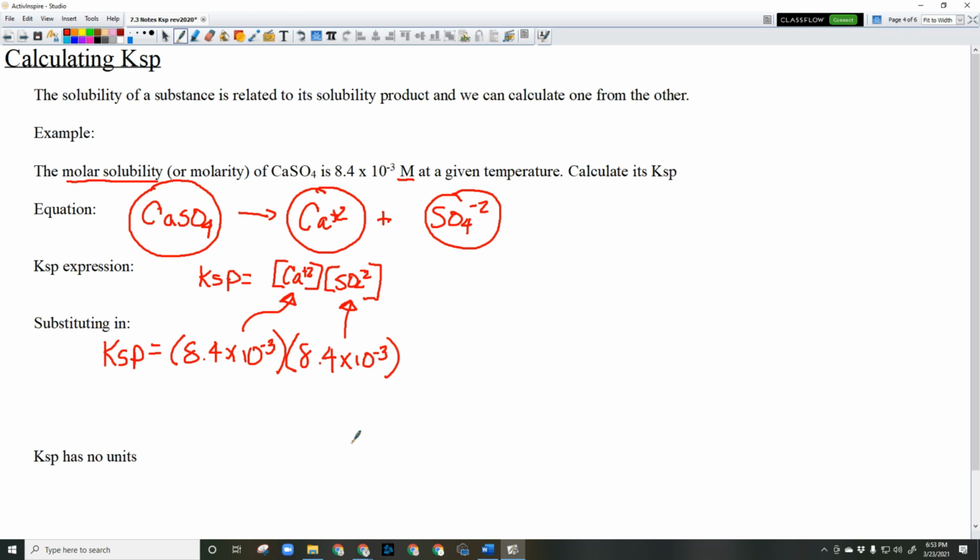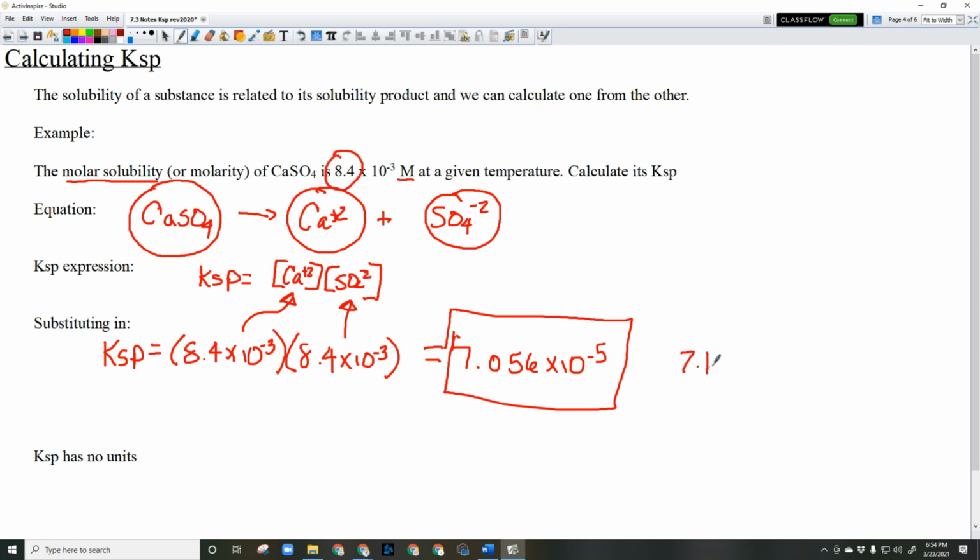So multiplying these out with your calculator. If we do 8.4 times 10 to the negative 3 times 8.4 times 10 to the negative 3, we get 7.056 times 10 to the negative 5. Okay? And Ksp has no units. So this constant, there's no units on this. So this would be the answer in the calculator. Now, how many sig figs do we need? Right here, 2. So this is going to be 7.1 times 10 to the negative 5. That's the Ksp for that particular concentration of that particular ion.